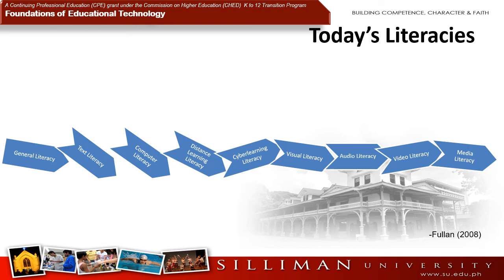So let's just go over quickly some of today's literacies. We have general literacy, text literacy, computer literacy, distance learning, cyber learning literacy, visual literacy, audio literacy, video literacy, and media literacy. You might want to do some research on what this means. Some are familiar, some are fresh, some are interrelated.